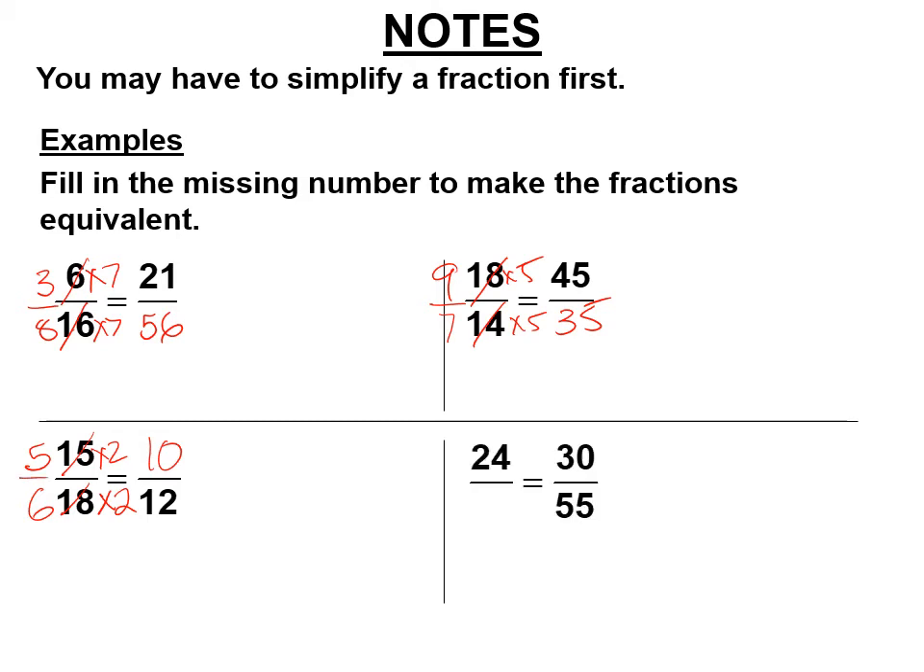Once again, we're going to simplify this. Those are both divisible by 5. 30 divided by 5 is 6. And 55 divided by 5 is 11. 24 divided by what makes 6? 4. So what number divided by 4 makes 11? 44 is the missing number to make them equivalent.